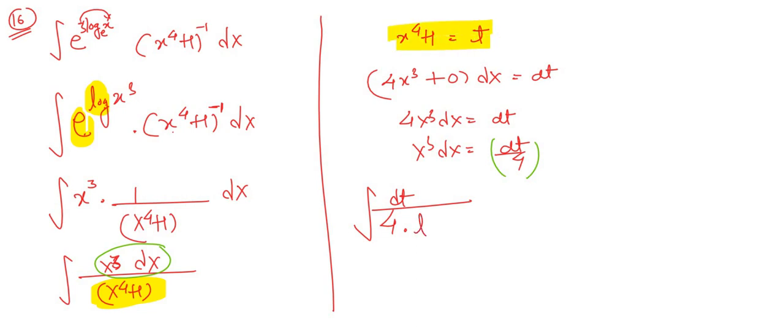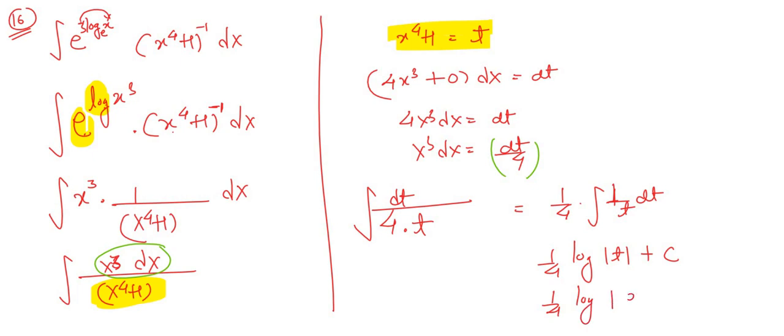Okay, so let me write it t. 1 by 4, integration of 1 by t dt. And what is integration of 1 by t? It is log of t plus c. And what was t? t was x to the 4 plus 1. This is my answer. Next question.